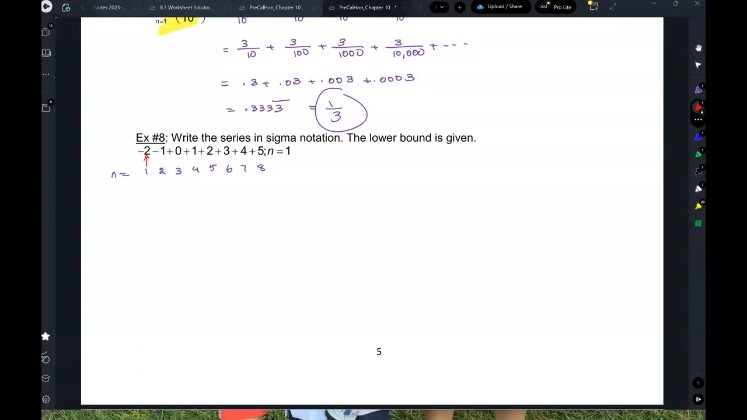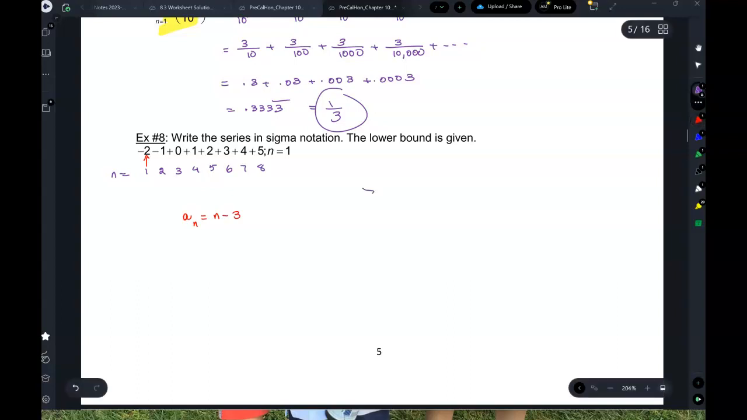So for example, what's something you can do to the value of n to get that number? So what could you do to 1 to get negative 2? And then the same thing you would do to this to get that, and to this to that. It looks like it's minus 3, right? 1 minus 3, 2 minus 3, 3 minus 3, okay? So that means the formula for a sub n is n minus 3. So you're taking the value of n minus 3.